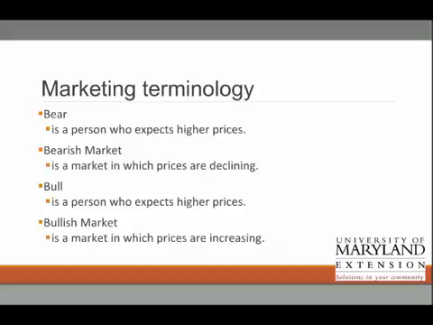This is some terminology, again, that you'll hear. Bear markets expect lower grain prices. Bull markets are the higher prices. So if you talk about a bear market, which we're in, we expect lower prices. And a bearish market is a market in which prices are declining, which we've definitely seen. The bull market is where we expect higher prices, and bullish is where we see prices increasing. So hopefully we're going to see a turn here in the near future.